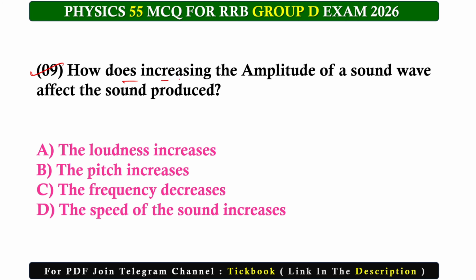9. How does increasing the amplitude of a sound wave affect the sound produced? The loudness increases, the pitch increases, the frequency decreases, the speed of the sound increases. How does increasing the amplitude of a sound wave affect the sound produced? Option number A, the loudness increases.